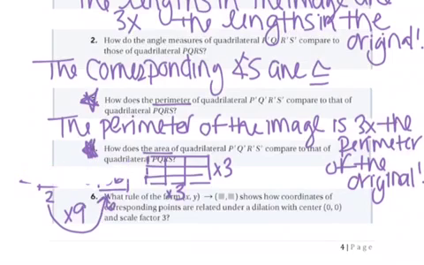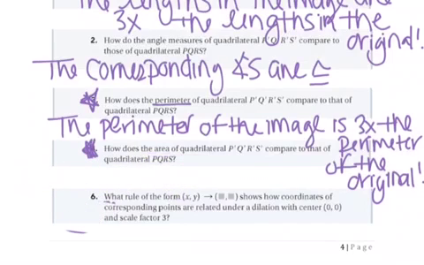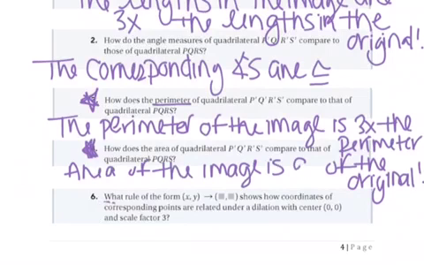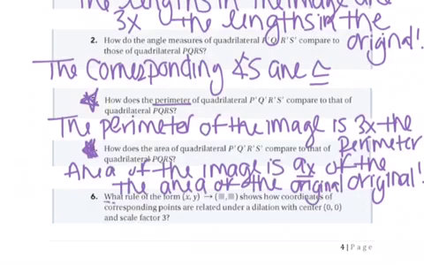Okay, so I'm going to erase all this just so I have some room to write this down. We should notice that the area of the image is 9 times the area of the original. Hopefully we remember this is because the area is going to change, not just the same as the scale factor, but by the scale factor times the scale factor, or scale factor squared.